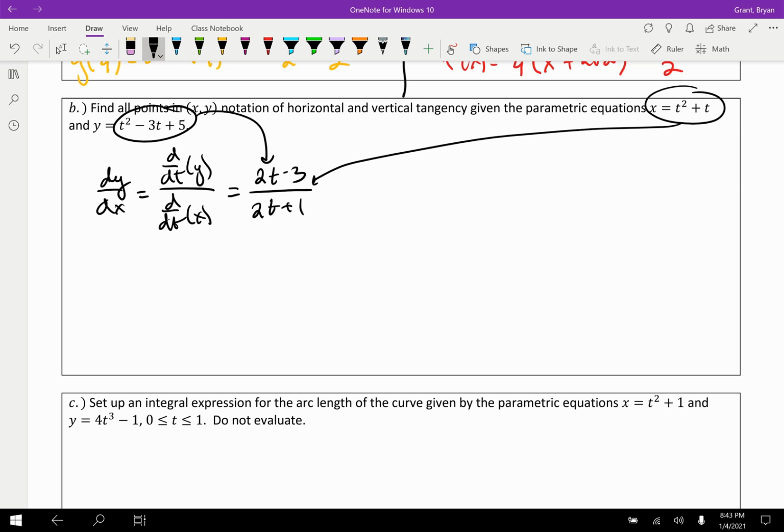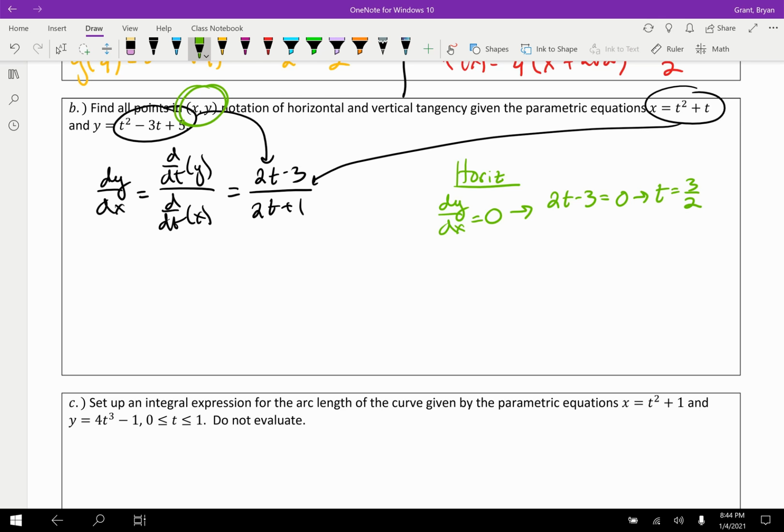Now, two things have to happen in order to create either a horizontal or a vertical tangency. Let's divvy this up, so let's do horizontal over here. A horizontal tangency occurs when the derivative becomes 0, because we know that lines with a slope of 0 are horizontal lines. So what causes a slope to become 0? If you're looking at a fraction, it's if the numerator becomes 0. So basically, 2t minus 3 must equal 0, which means that t equals 3 halves.